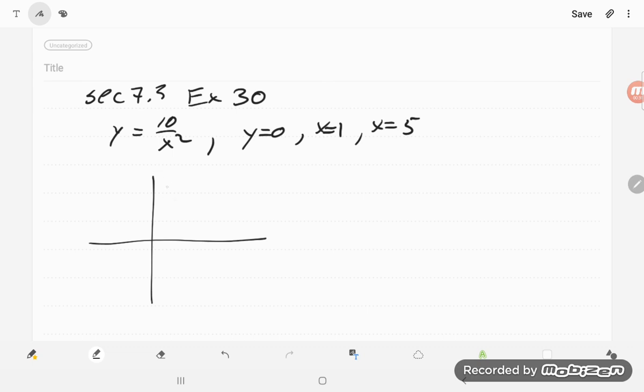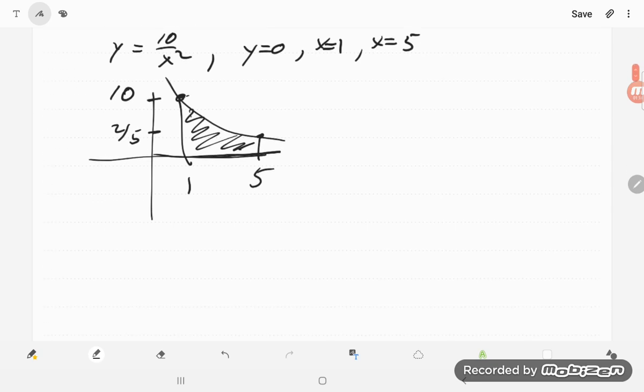Well, 10 over x squared, I know, is doing something like that. y equals 0 is the x-axis. x equals 1 is here. x equals 5 is there. And so then I can pick these out. That's 10. And x equals 5, that's 10 over 25. So that reduces to 2/5 or 0.4. So this is 2/5 or 0.4 for that height, but we're doing that region in there.